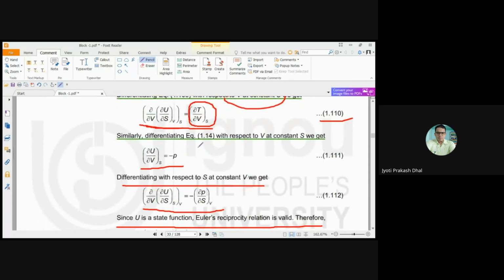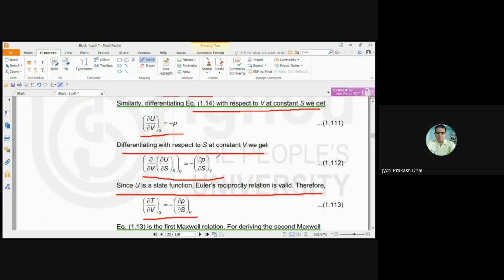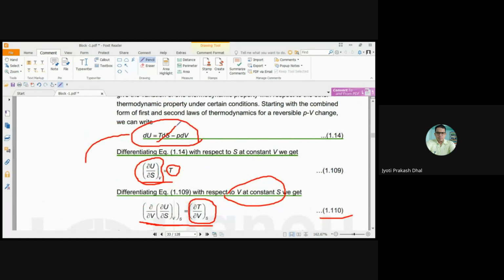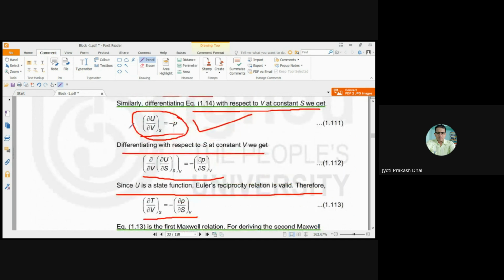And similarly, differentiating equation 1.14 with respect to V at constant entropy, the value can be written as del U by del V at constant entropy equals minus P. Because we are taking the entropy as constant, this term will become 0, and we are differentiating this equation with respect to V, so the second term will become minus P, and hence the final value will become minus P.